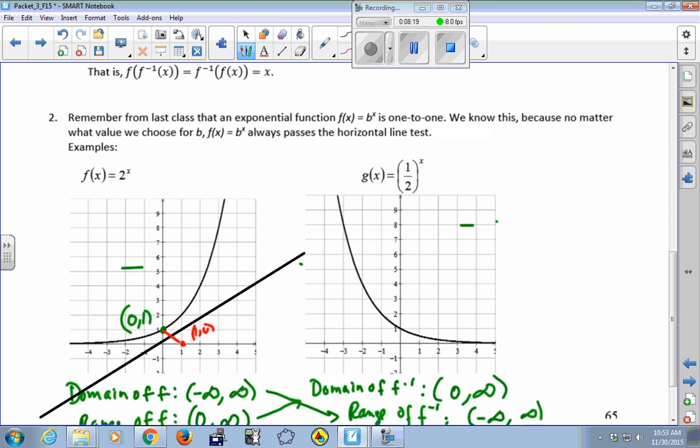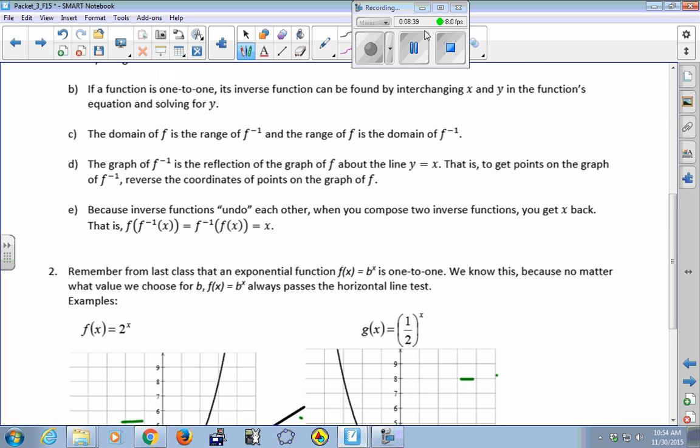And notice those 2 points have the same distance about the line y equals x. I don't want to do it now because it's what we do in a few minutes, but we could take a bunch of points on 2 to the x, reverse the coordinates, and we could actually get a sketch of the inverse function. That's coming up. All right, and then finally E.